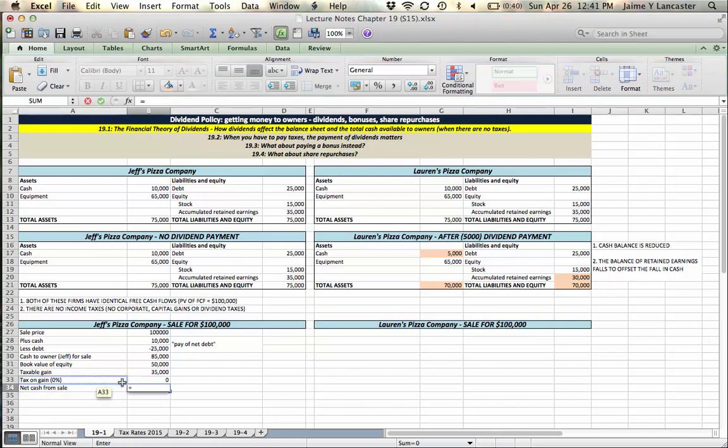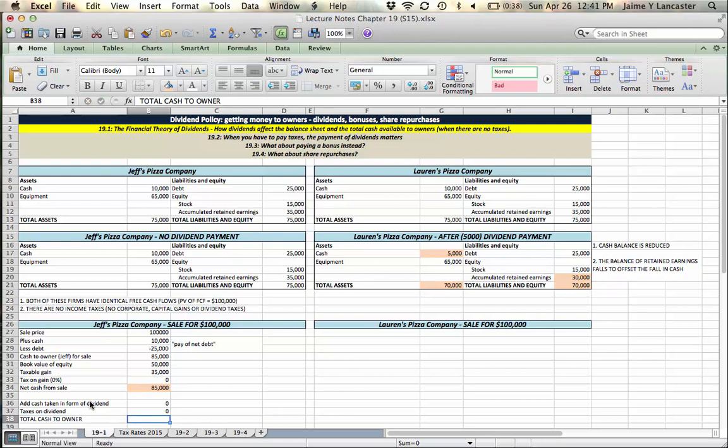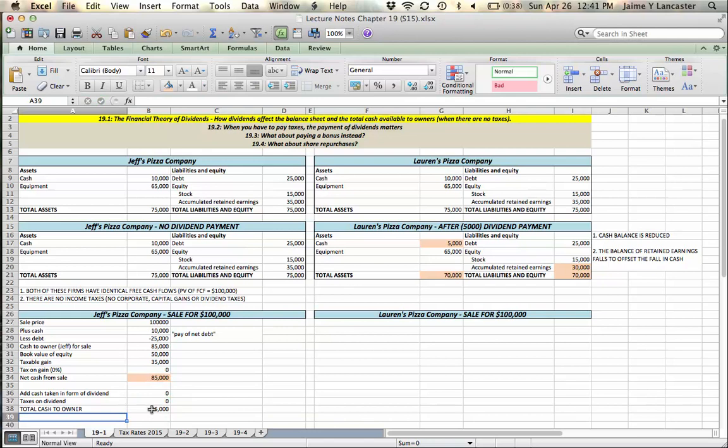So when he went to take the money to the bank, what would he have? He'd have the $85,000 in cash he received minus the 0 in tax that he paid. He'd receive this $85,000. Just for the purpose of comparison, as we're going to do in a second when we look at Lauren's, we're going to add the cash taken in the form of dividend, which in his case is 0. He didn't take a dividend. He won't have paid any taxes on that dividend. But now the amount of cash that goes to him in total is $85,000.